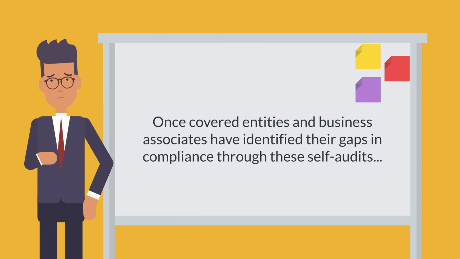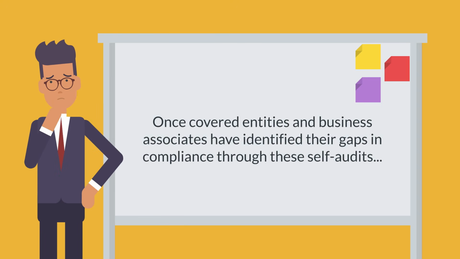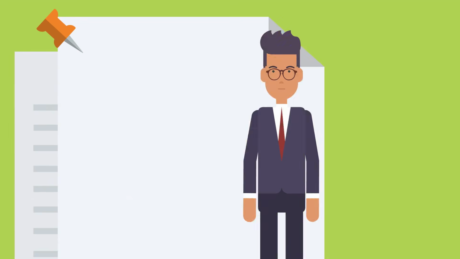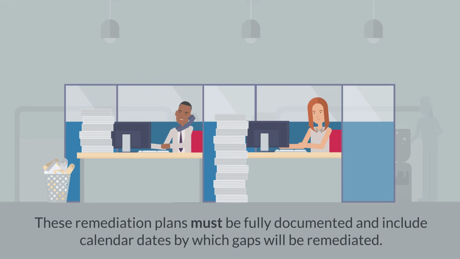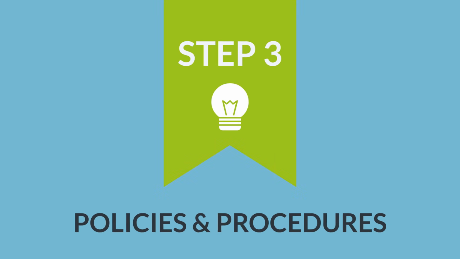Once covered entities and business associates have identified their gaps in compliance through these self-audits, they must implement remediation plans to reverse compliance violations. These remediation plans must be fully documented and include calendar dates by which gaps will be remediated. Step 3 is policies and procedures.